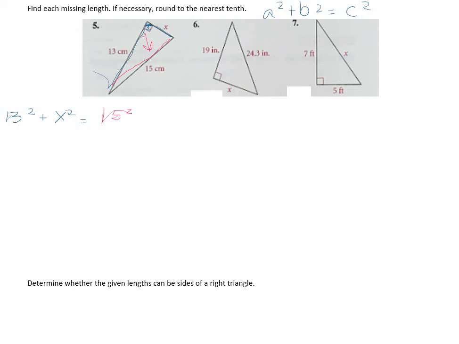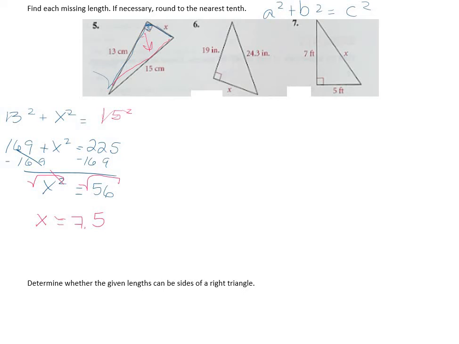So 13 squared is going to be 169 plus x squared is equal to 15 squared, which is 225. Now I can subtract 169 from both sides. So x squared is equal to 56. Now in order to complete this problem, we need to take the square root of both sides. And the square root of x squared is just x, is equal to the square root of 56, and you'll be left with approximately 7.5. I believe it says to round to the nearest tenth.